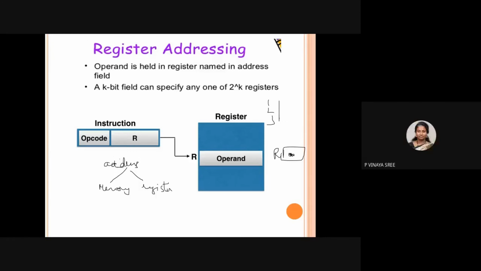Yes, ma'am. So if it is register direct, inside a register we'll be getting an operand itself. So there is no concept of memory. If you go to that register, you will be getting an operand, and you will take that operand and perform whatever operation you want to perform.